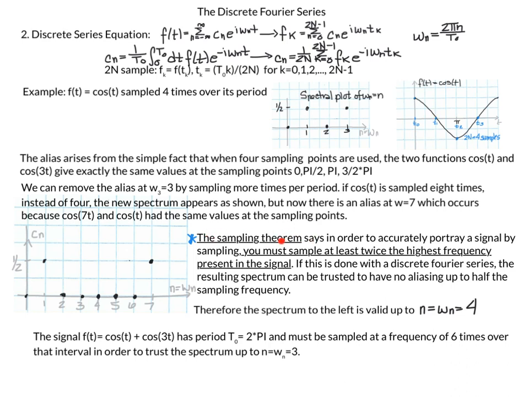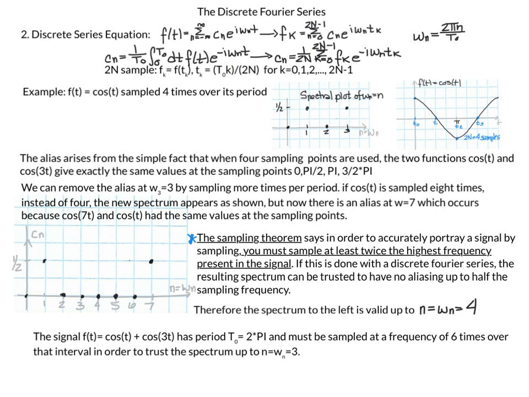So we have a sampling theorem that says in order to accurately portray a signal by sampling, you must sample at least twice the highest frequency present in the signal. If this is done with a discrete Fourier series, the resulting spectrum can be trusted to have no aliasing up to half the sampling frequency. Therefore, here, when we have our 8 samples, the spectrum is valid up to omega 4, because you basically need to double your frequency and then you're good for half of it.